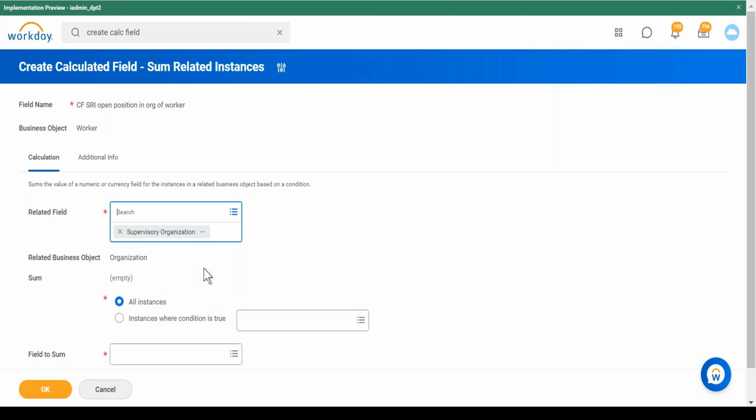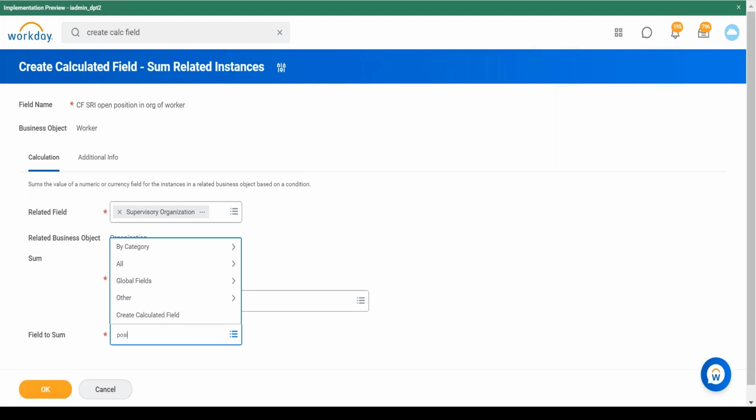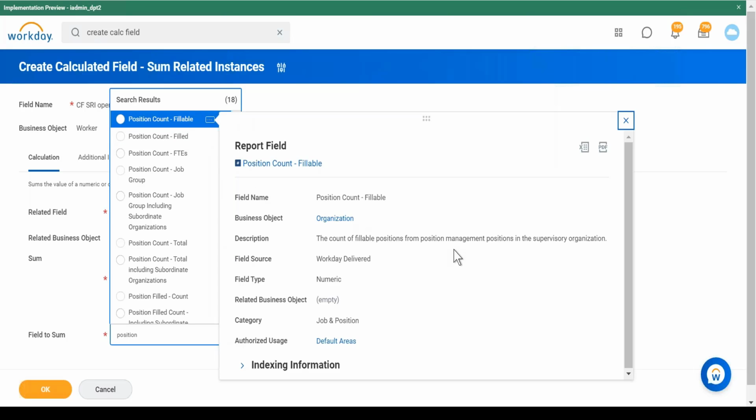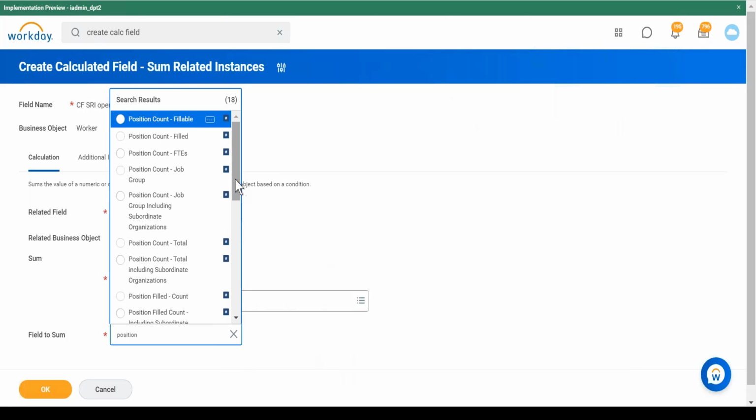Now, all instances or instances by condition: I don't have any condition for the supervisory org. All I want is to sum the number of positions in this superorg. The field to sum has to be a numeric field, either one we create using calculate related instances or a delivered field. I have to look at the number of positions which are open. I'm not concerned with the filled ones, so I look at the fillable one. The description says the count of fillable positions means these positions are still open and can be filled. So this is the one I will be using.